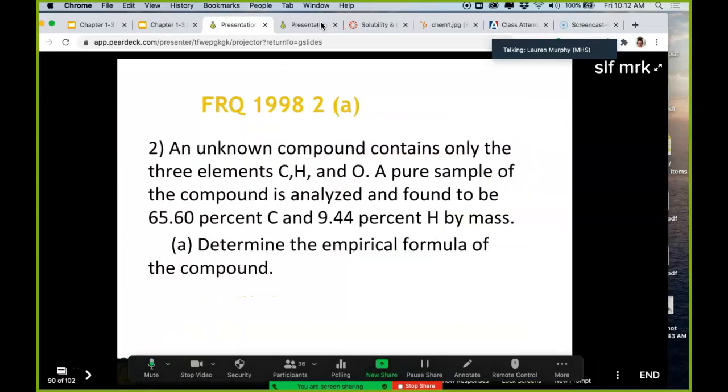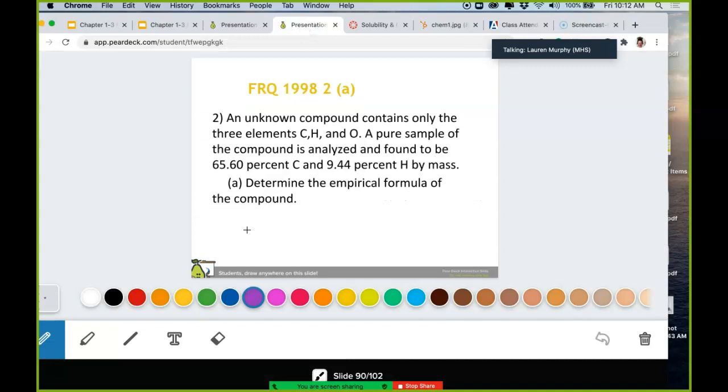So an unknown compound contains carbon, hydrogen, and oxygen. And a pure sample of the compound is found to be 65.6% carbon by mass and 9.44% hydrogen. Notice they don't give you the oxygen. Well, that shouldn't be a problem, because if it's this much carbon and this much hydrogen out of 100%, the rest should be oxygen.